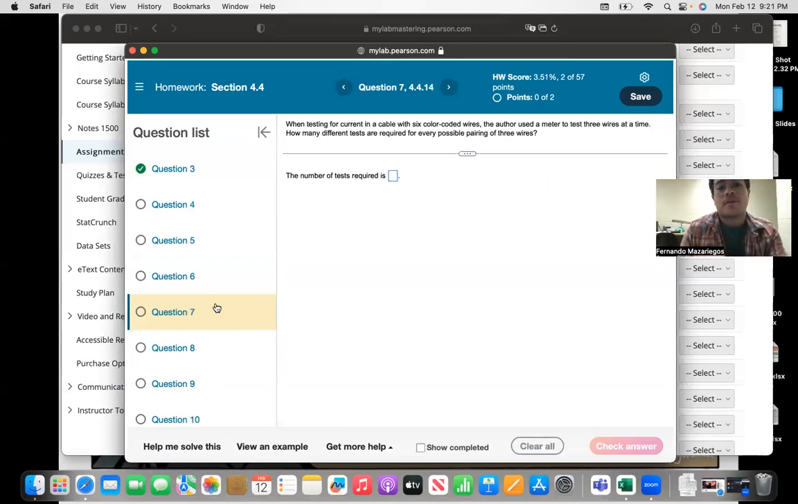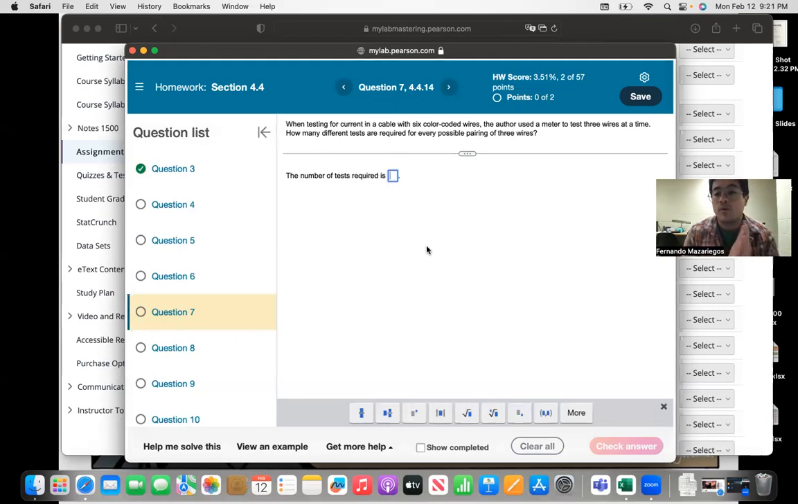When testing for current in a cable with 6 color-coded wires, the author used a meter to test 3 wires at a time. How many different tests are required for every possible pairing of 3 wires? So again, we need to choose if this is a permutation or a combination. Those are the two common ones.